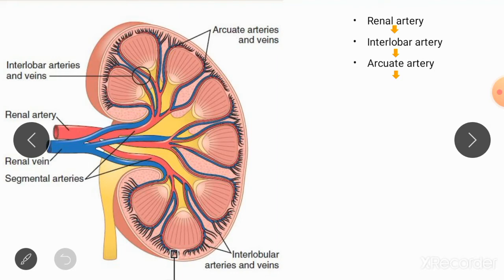These interlobar arteries arc at the base of the pyramid and form this arch like shape, and that is why they are known as arcuate arteries. You can see over here that the interlobar arteries are arcing at the base of the pyramid. That is why they are known as arcuate arteries. These arcuate arteries give off smaller branches like hair, and you can see them over here. These branches are known as interlobular arteries. Do not confuse them with the interlobar arteries. These smaller branches which originate from the arcuate arteries are known as interlobular arteries.